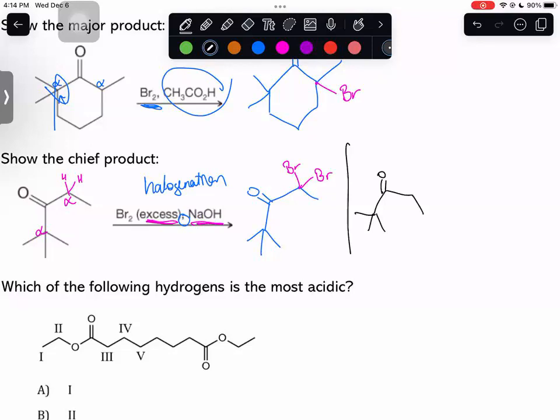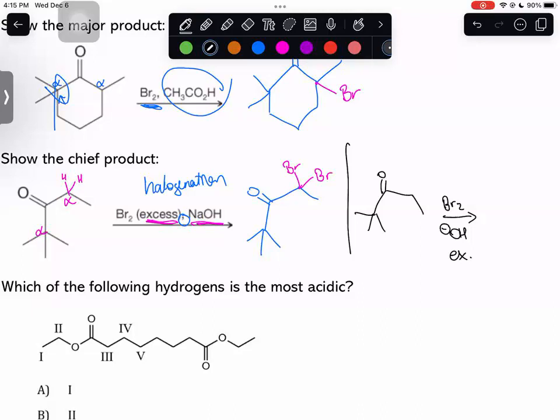So if we have Br2, for example, and OH minus in excess this time, what kind of reaction are you trying to do here? What was the requirement for the haloform? We did need 3 alpha protons. That was one of the requirements. If we don't have them, we can't proceed. We only have 2.